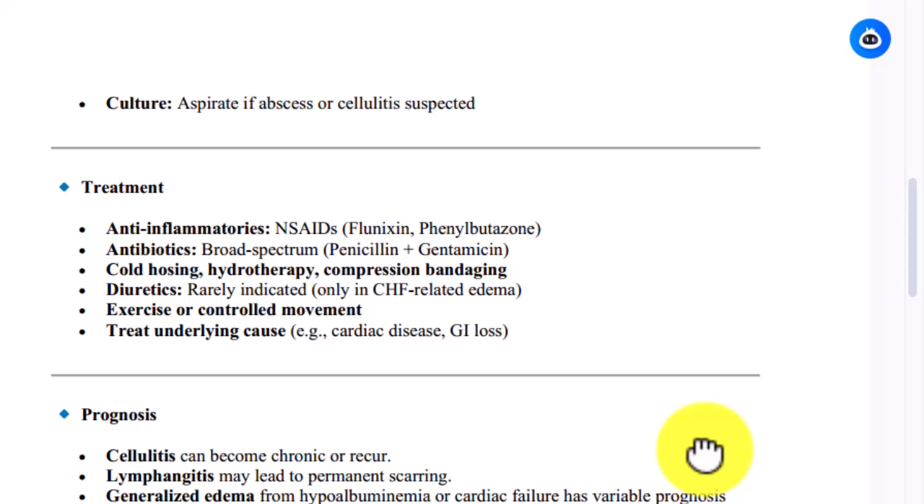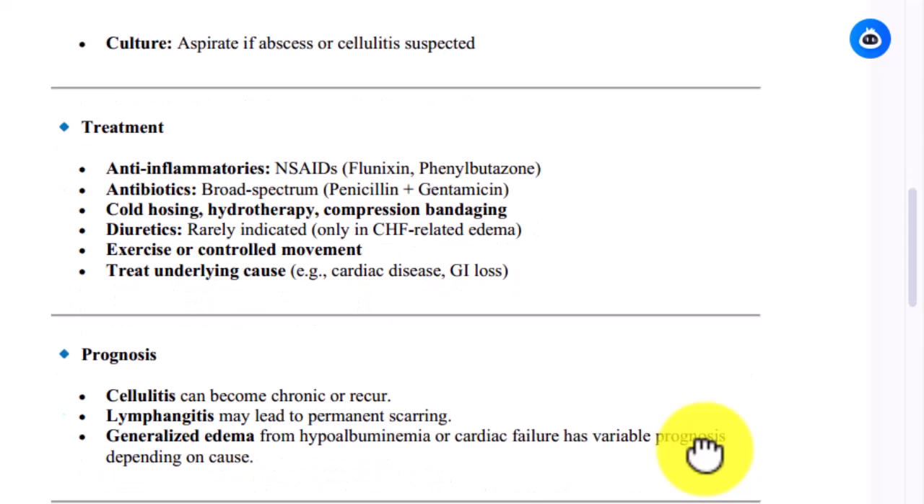The treatment protocol: anti-inflammatories, non-steroidal anti-inflammatories, flunixin or phenylbutazone; antibiotics, broad-spectrum penicillin plus gentamicin; cold hosing, hydrotherapy, compression bandaging; diuretic, rarely indicated, only in CHF-related edema; exercise or controlled movement; treat underlying cause, cardiac disease or GIT loss.